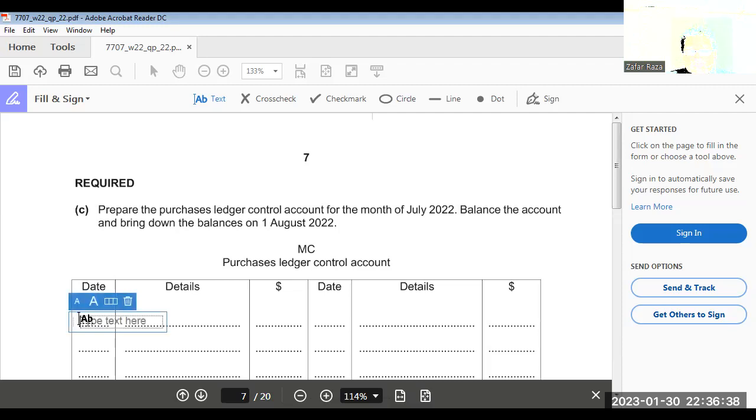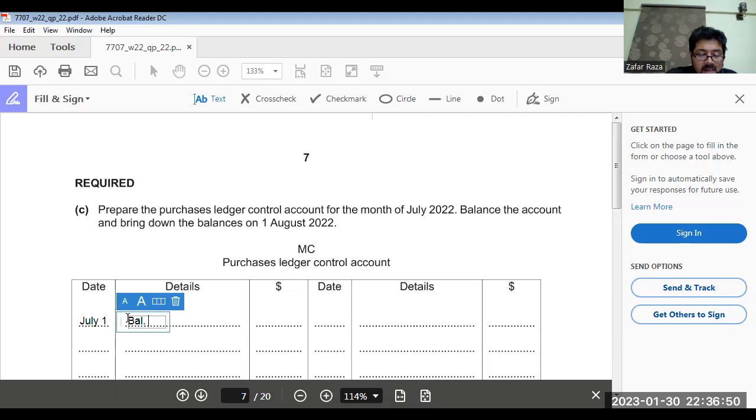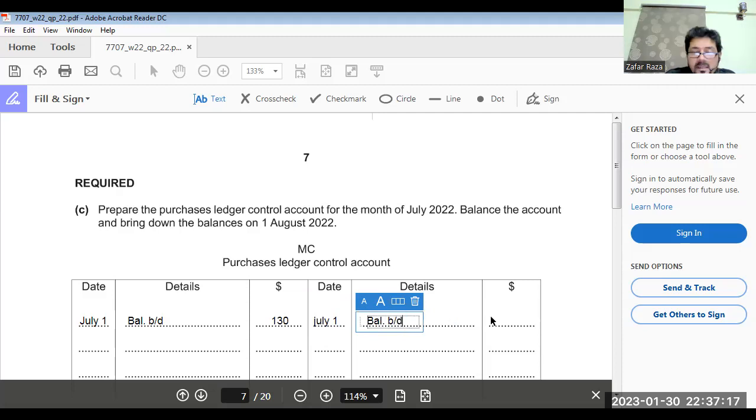1st July, balance BD, the receivable amount. Balance BD is how much? 130, which we have to receive from our supplier. And also July 1st, the real balance due to suppliers is here, the big amount, 21,400.